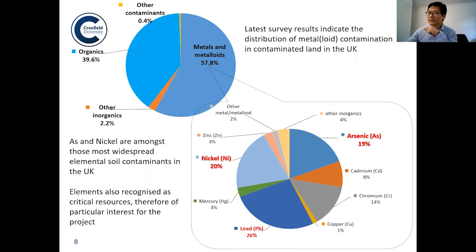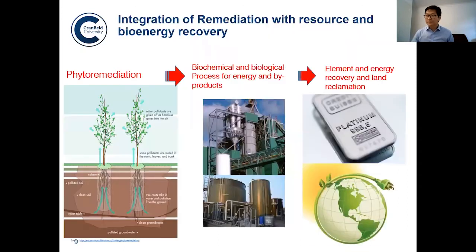If we think again about those metals and metalloids, when you break down the contaminants, you'll find quite a few of these metals are actually quite valuable commodities. For example, nickel accounts for 20% of the land contamination, and there are also large percentages of chromium and copper, valuable metals which you will find in contaminated land. So the idea is, can we do something during phytoremediation? You remediate the land, you accumulate these heavy metals or metal ions in the biomass, you recover the energy from the biomass, and then you also recover these valuable metal elements as a circular economy model.